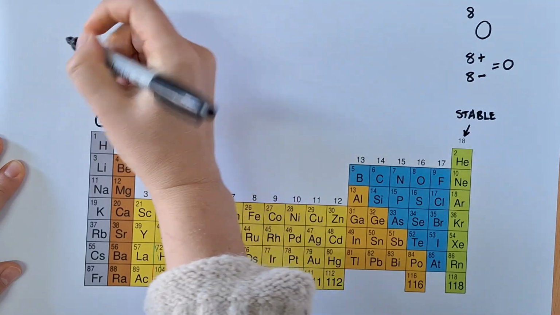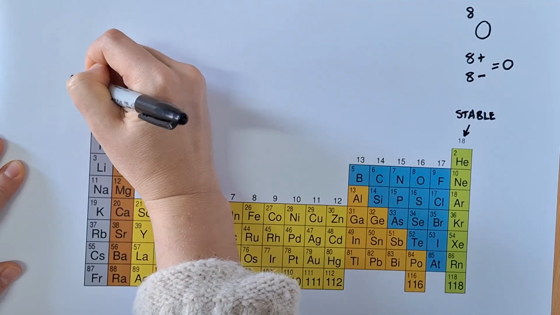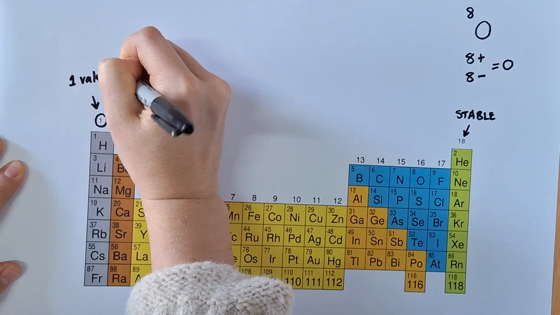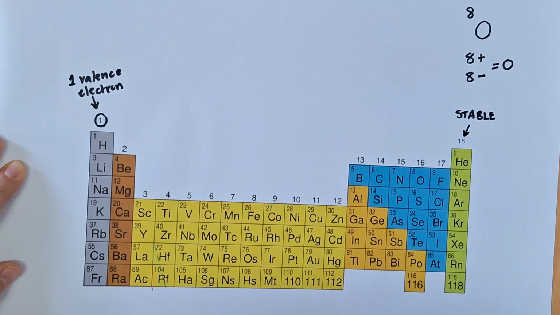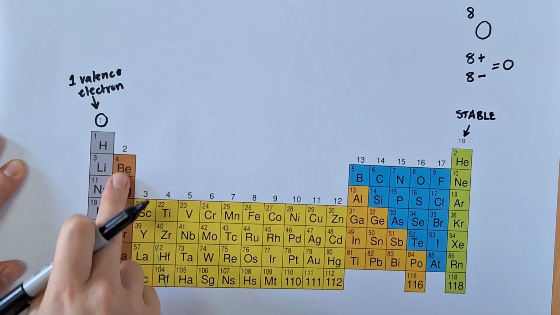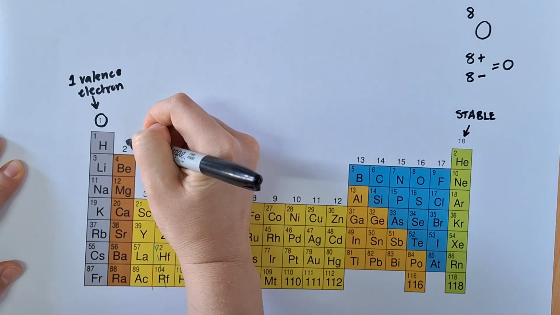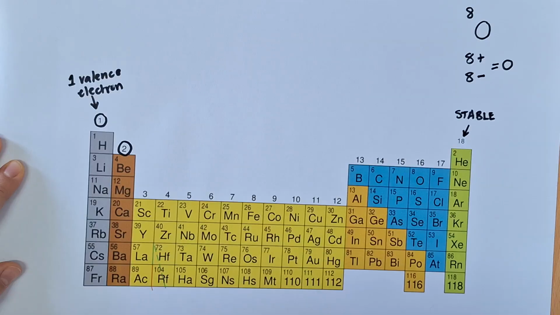So I'm just going to make a note here. 1 valence electron. And following that pattern, all the elements in group 2 have 2 valence electrons.